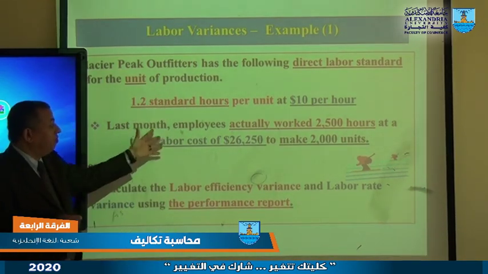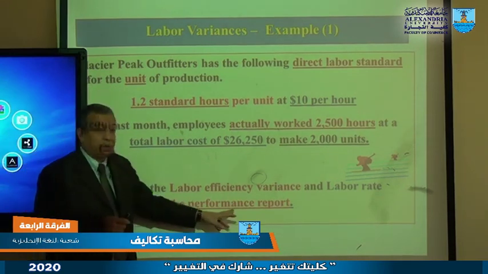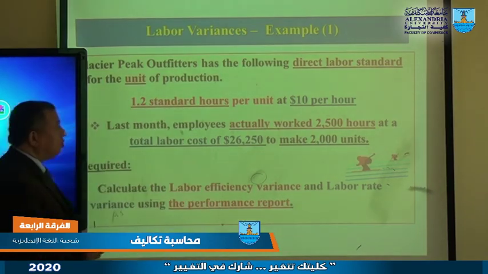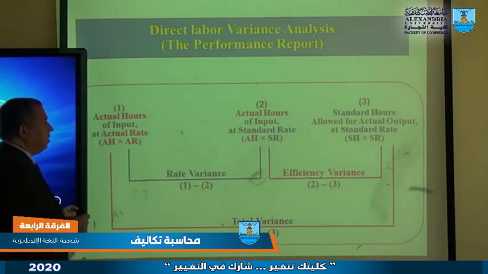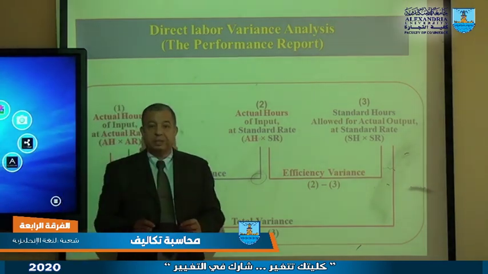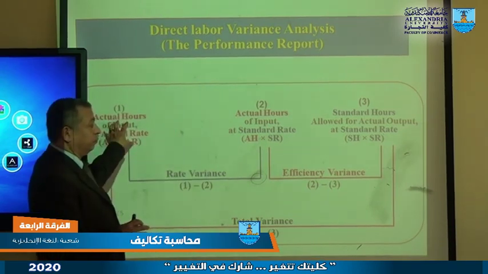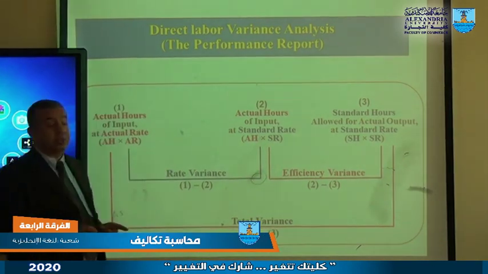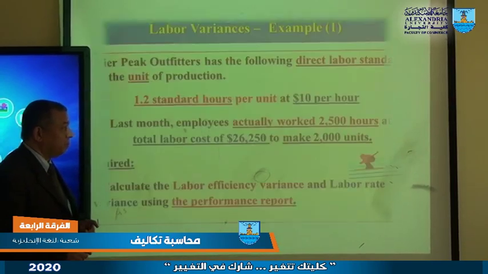If you have this information for this company, and I ask you to prepare a performance report, how to prepare it? Don't forget our performance report. This is our performance report. So if you know your performance report, your problem is how to remember the form. Secondly, how to calculate actual cost, standard cost, and in the middle, actual hours times standard rate. So how to calculate? This is my problem.